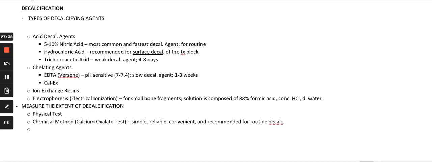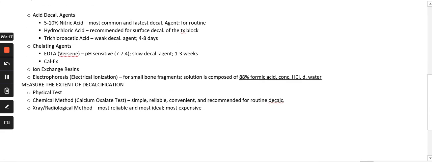Okay. Now, the last one, we have your X-ray or your radiological method. Take note, guys, your X-ray or radiological method is expensive. That's its only disadvantage. But take note, it is the most reliable and most ideal. But of course, it is also the most expensive among the three tests, or among the three options.